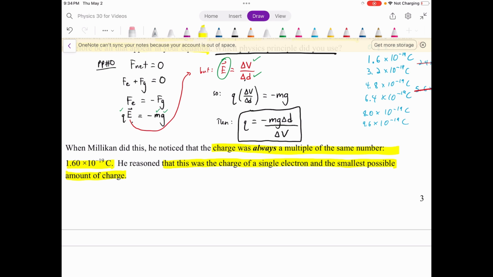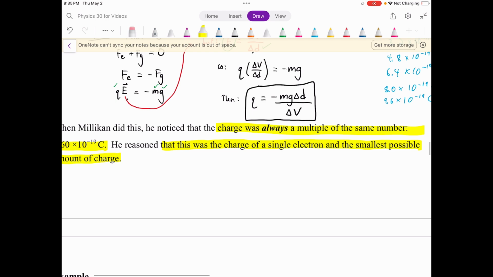You can have an electron, you can have 2 electrons, you can have 0 electrons, but there's no such thing as half of an electron. It's what we call an elementary particle. It is a fundamental building block of the universe, and you can't break it down any further than that.